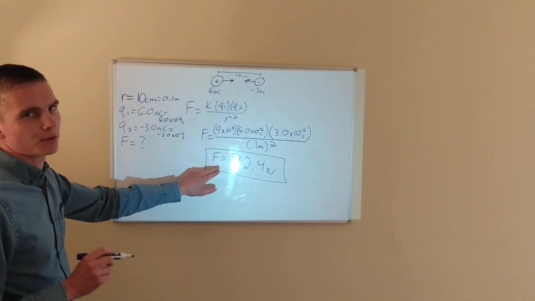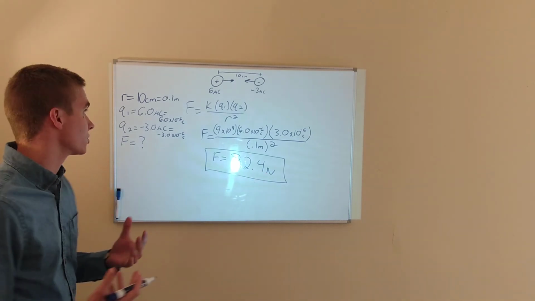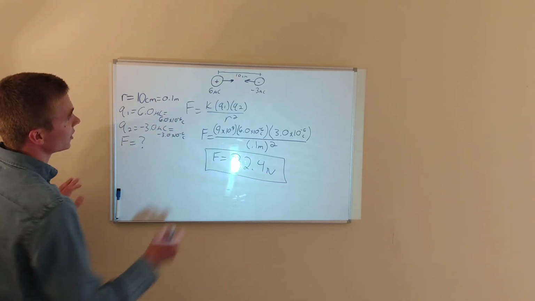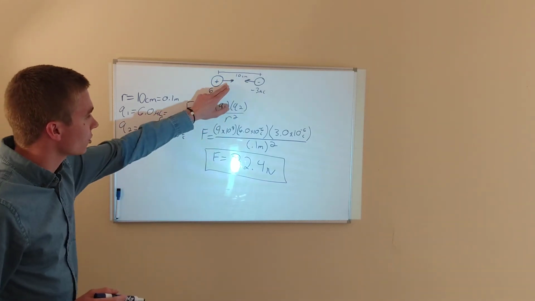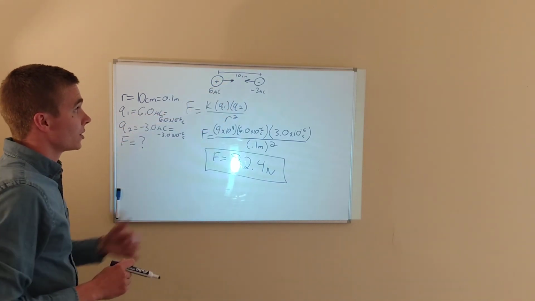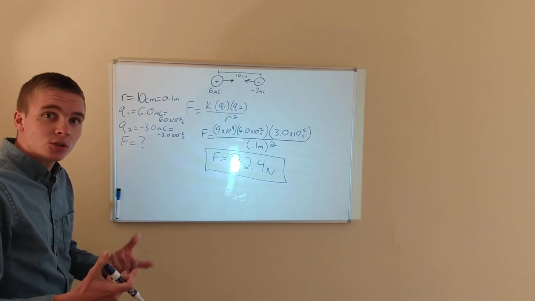I go ahead and circle my answer. Remember, we're still solving for force here, so our units are still going to be newtons. What we're actually finding is this force vector here, there's actually 32.4 newtons between the two charges.